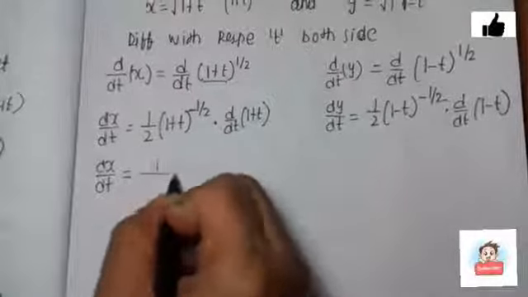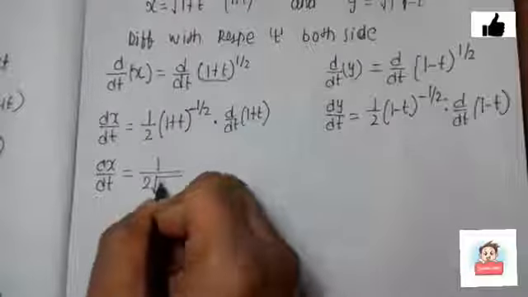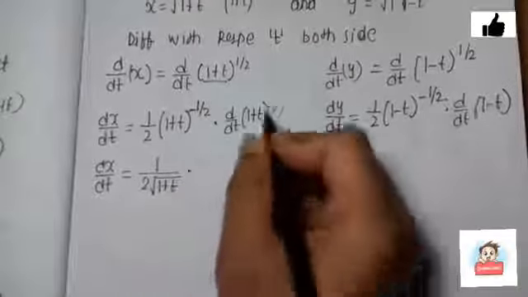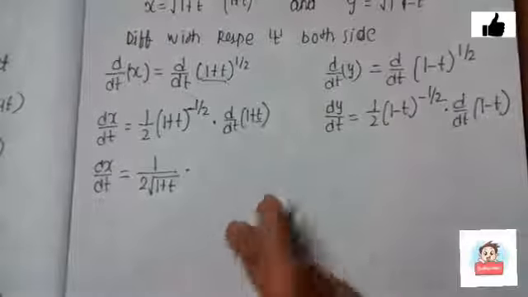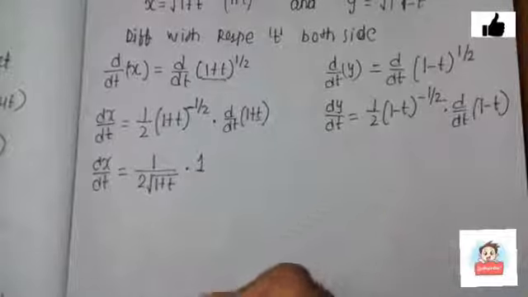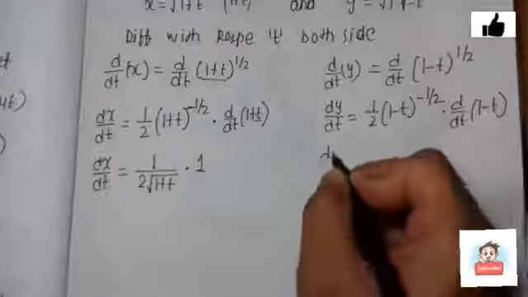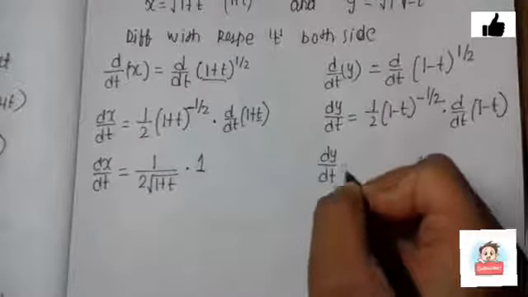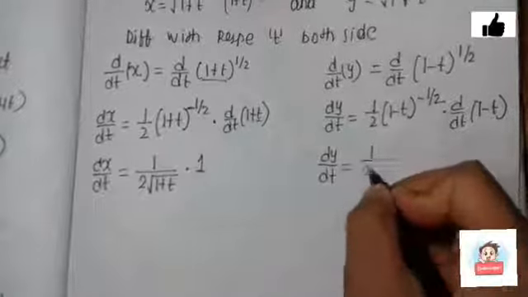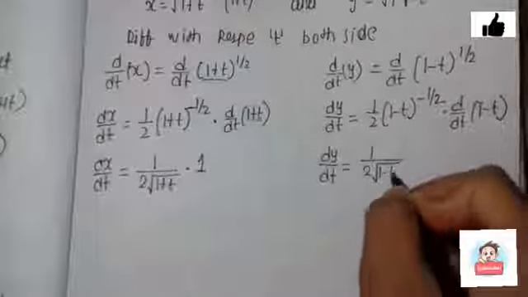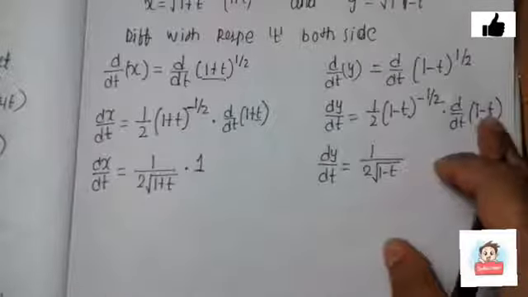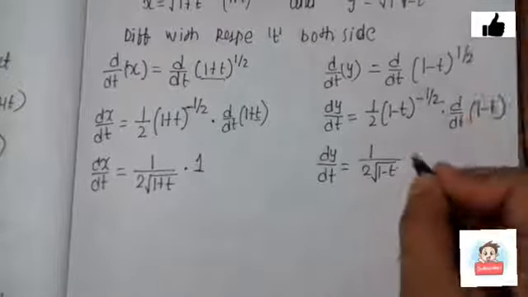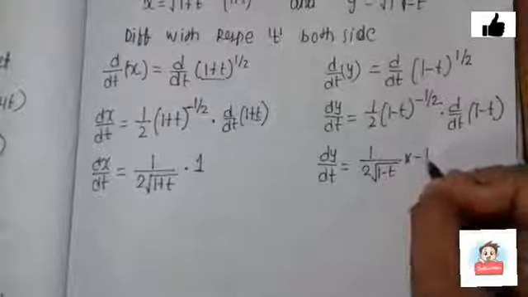It will be 1/2 root over of 1 plus t square. When we differentiate this, dt of t is 1, so into 1. So now this is dy by dt equals to half into root 2, 1 minus t. We have seen that plus t is 1, but when it comes to minus t, it will be minus 1.